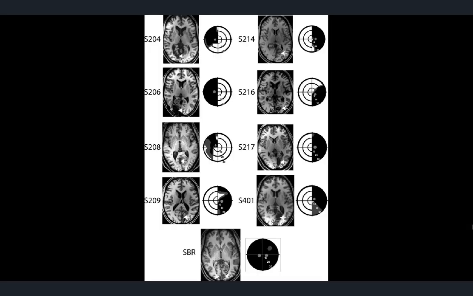To ensure subjects were not looking directly at the stimuli, they were required to stare at a fixation cross in the center of the screen and press a button when the cross changed from black to red.